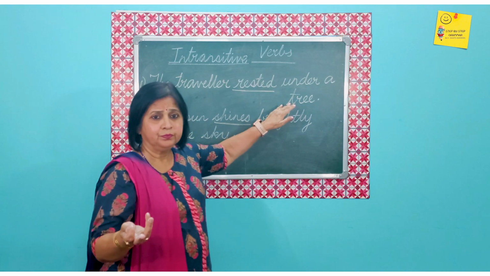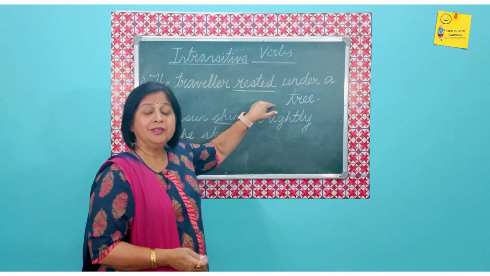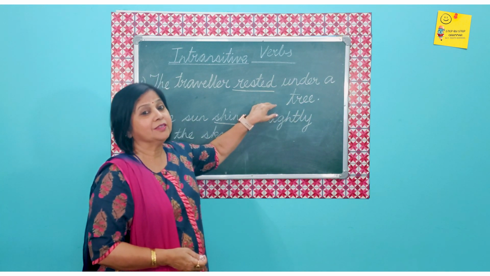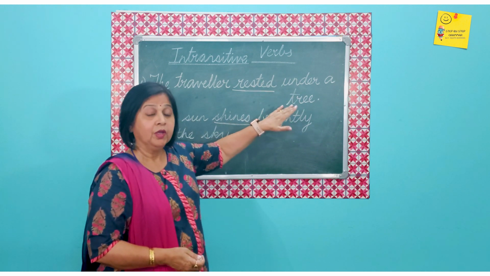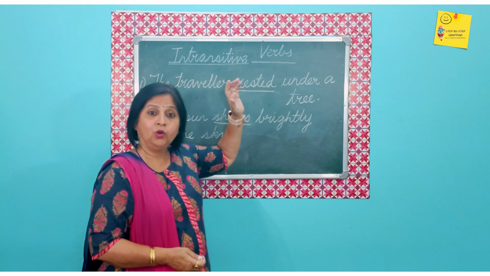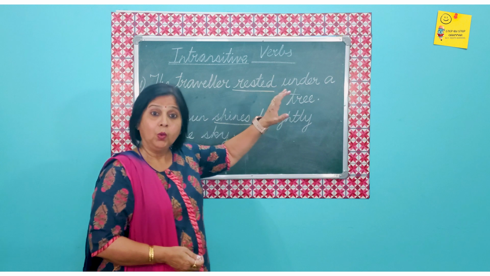What rested? No answer. Whom? No answer. So, that means this is an intransitive verb. And you know, it always has to come after the verb. Whether it is a direct object or an indirect object, the structure is that it always comes after the verb.